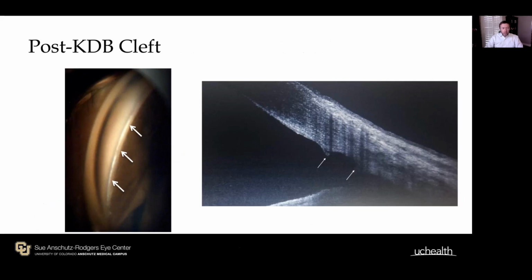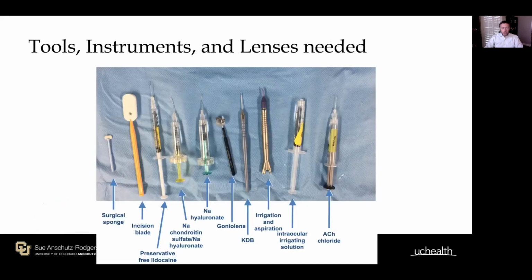These are what eyes will look like postoperatively. First on the left, a gonioscopy image showing you that outer wall of Schlemm's canal that's now exposed after removal of trabecular meshwork tissue. And then in the anterior segment OCT on the right, you can see the opening of Schlemm's canal with removal of trabecular meshwork tissue.